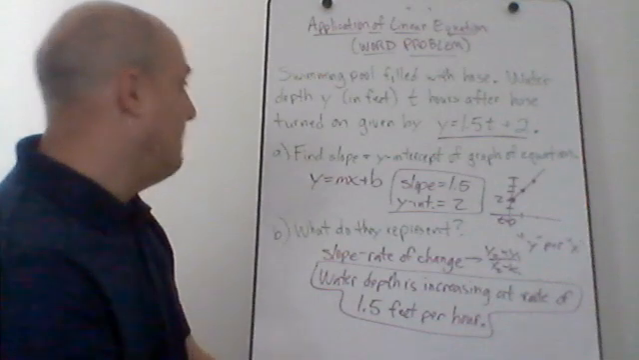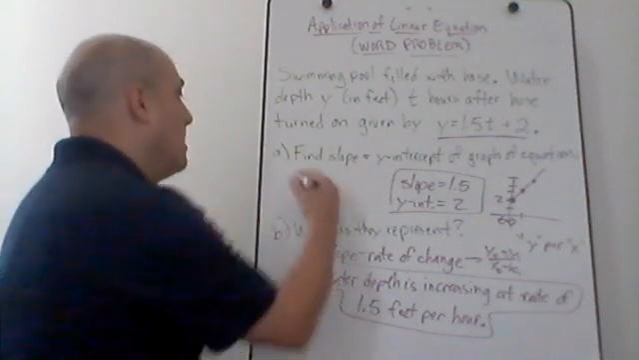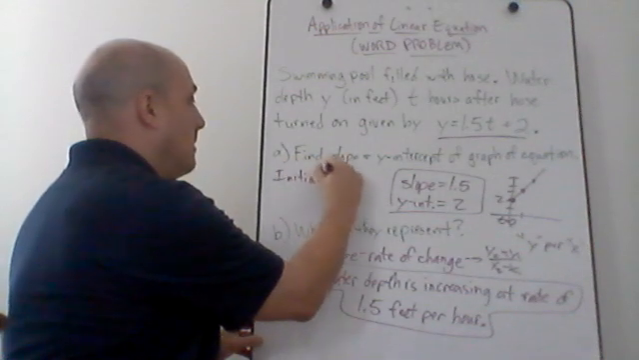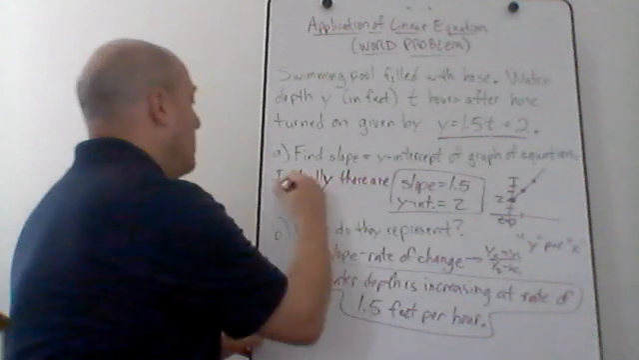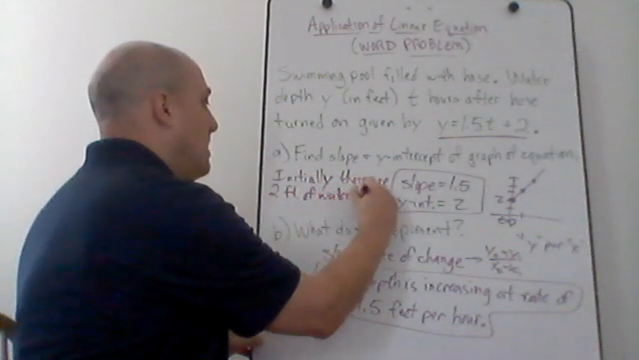So if I can find some space up here to write this, maybe I'll just erase this to give some space. I'll say initially, there are 2 feet of water in the pool.